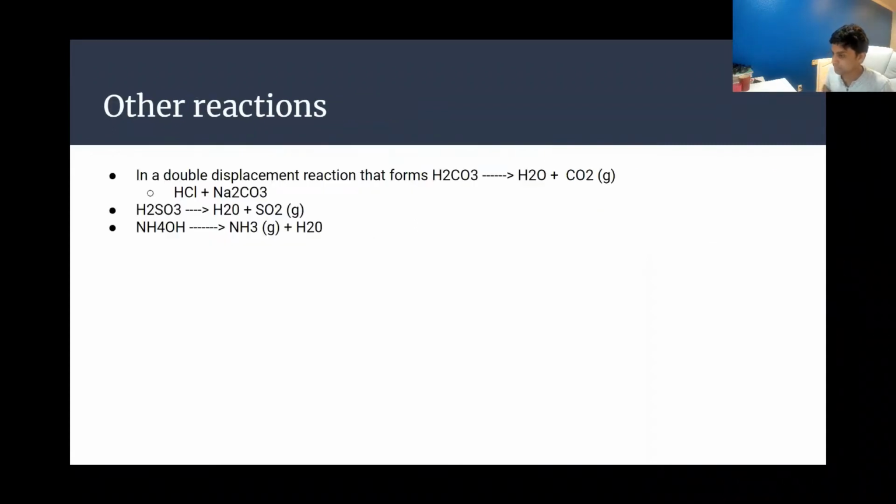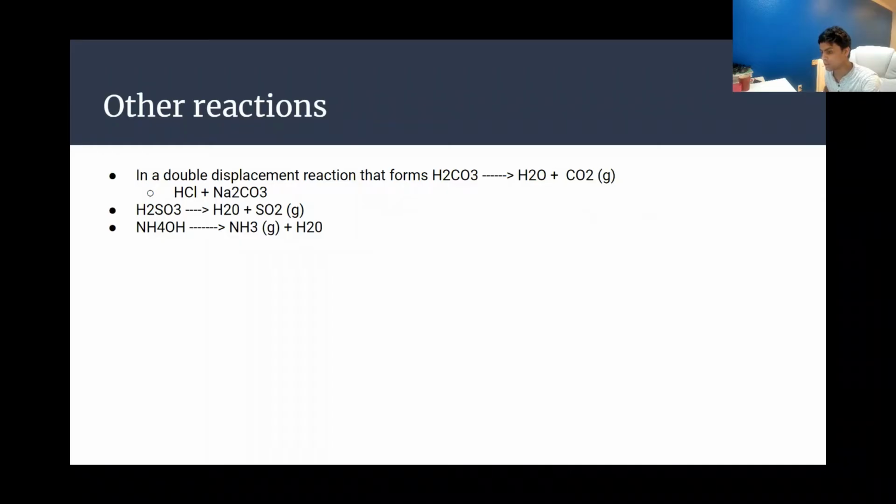There are other reactions in descriptive chemistry. In a double displacement reaction that forms carbonic acid, it will release water and carbon dioxide gas. So when you have HCl and sodium carbonate, it will form H2CO3 and then carbon dioxide gas. Same thing with H2SO3, it will form water and sulfur dioxide.